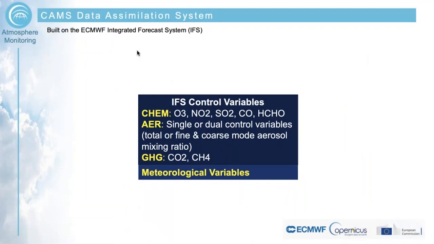So what does this mean in practice? We have a data assimilation system. We'll talk a bit about data assimilation shortly. And as I mentioned, this is built on the ECMWF Integrated Forecasting System. In the middle here, we have what we call control variables, and these are related to different atmospheric pollutants. So the chemistry: the reactive gas species ozone, nitrogen dioxide, sulfur dioxide, carbon monoxide, and formaldehyde. Then also aerosols, which are speciated based on their emission type. But then also we include greenhouse gases, such as carbon dioxide and methane. And of course, this is a weather prediction system originally, so it includes all the meteorological variables as well.